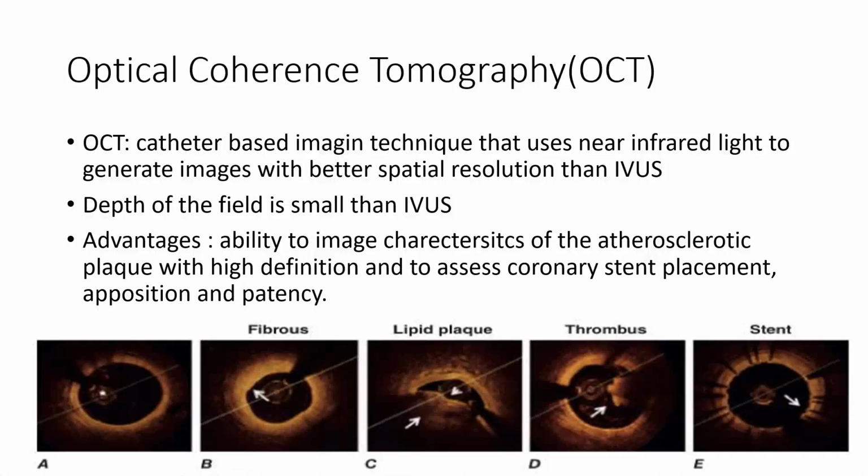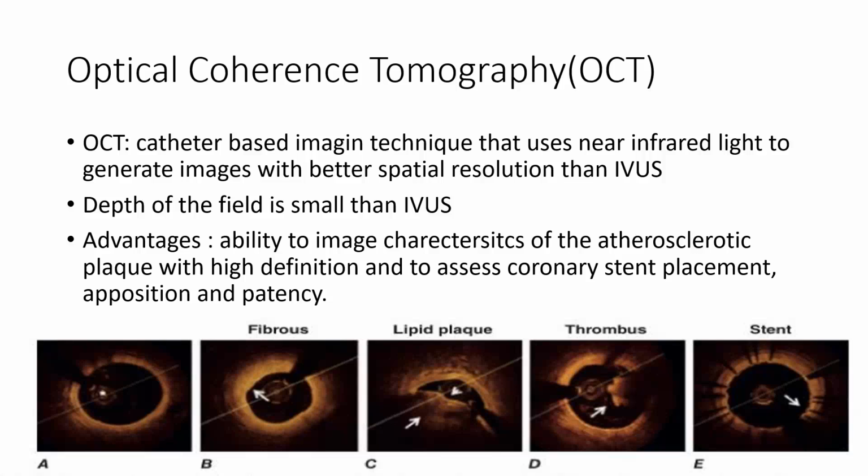OCT is a catheter-based imaging technique that uses near-infrared light to generate images with better spatial resolution than IVUS. The depth of the field is smaller than IVUS, but advantages are the ability to generate images which are characteristic of atherosclerotic plaque with high definition and to assess coronary stent placement with apposition and patency.